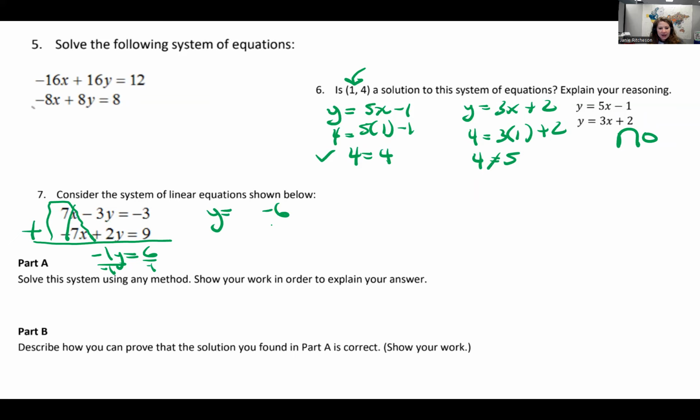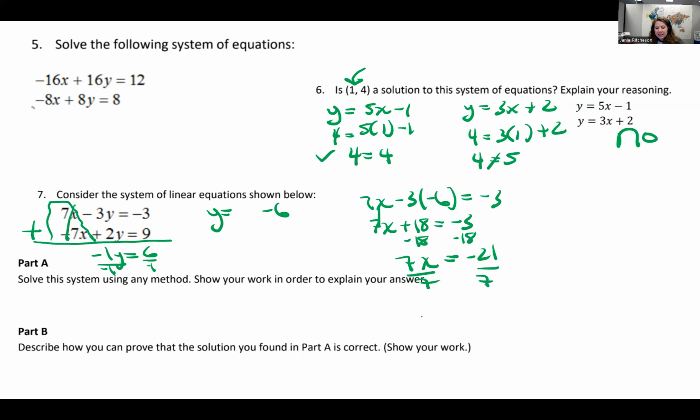And now to get my x value, I don't know why I put that big space, but it's okay. So if I have 7x minus 3 times y, which is negative 6, equals negative 3, let's see what we get. Negative 3 times negative 6 is positive 18. When I subtract 18 from both sides, I get 7x equals negative 21. And when I divide by 7, I see that x equals negative 3. So my solution is (negative 3, negative 6).